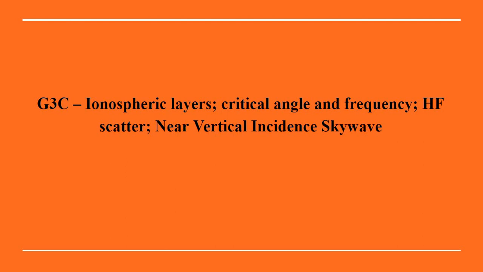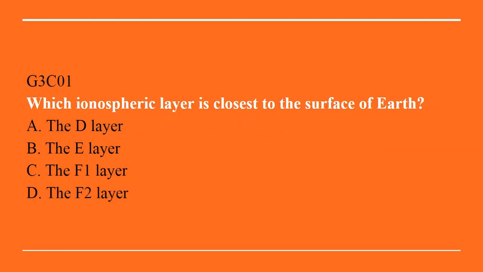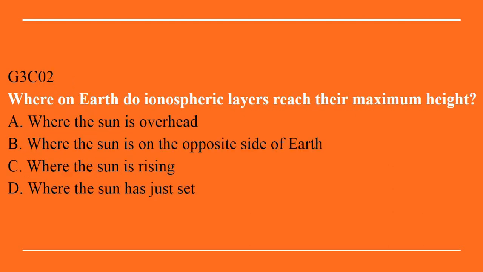G3C, ionospheric layers, critical angle and frequency, HF scatter, and near vertical incidence skywave. G3C01, which ionospheric layer is closest to the surface of the Earth? A. The D layer. B. The E layer. C. The F1 layer. Or D. The F2 layer. Correct answer is A. The D layer.